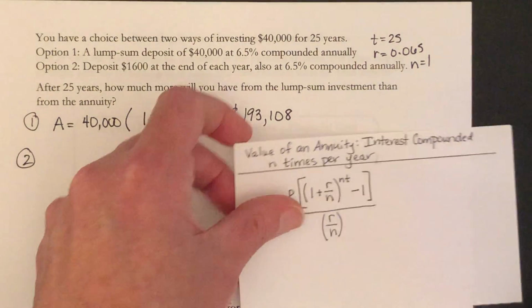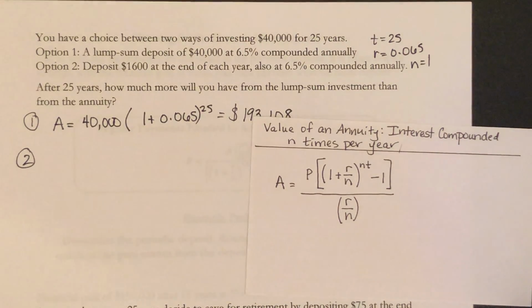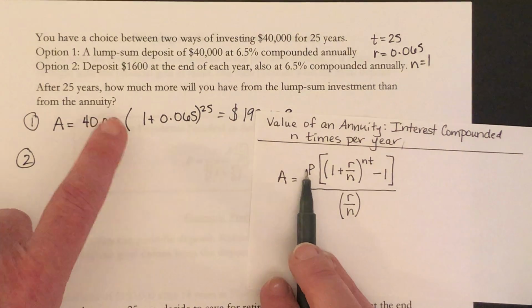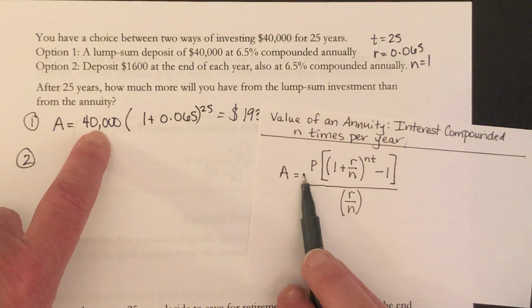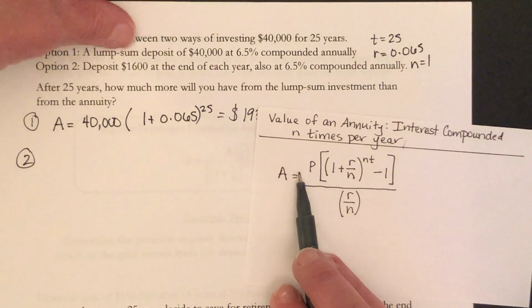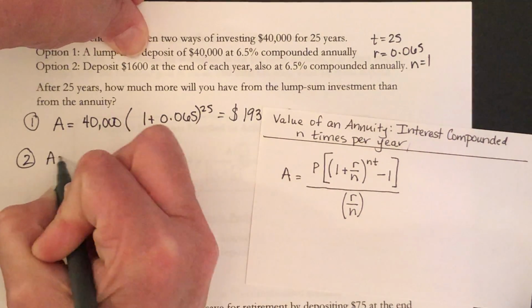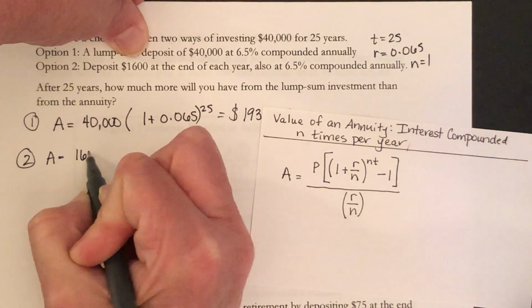Now let's look at option 2. This one, we have equal payments over a certain amount of time. So this time our P value, here it was the whole principal. Now it's the amount of payments we have, the amount that we're depositing in each period. So this time, our P value is 1600.